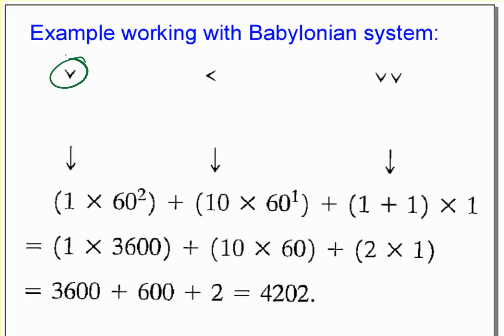This number from your notes represents the number 1. So there's 1 60 squared here. That number represents 10, 60 to the first, and then 2 1s. And just like ours, where we changed it to a 100, they actually do the 60 squared. 1 times 3600, 10 times 60, plus 2 1s. And we add those numbers up and we get 4,202.